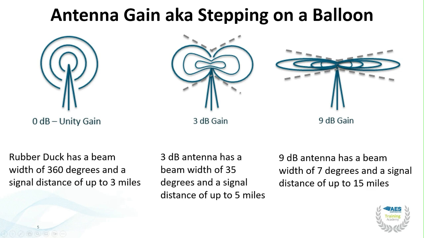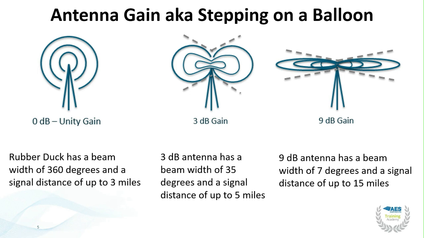As we move up to our higher dB antennas, those antennas will focus all that 2 watts of energy that comes out of the AES transceiver into a 35-degree beam width. So instead of sending it 360 degrees, it's only sending it 35 degrees for a 3 dB antenna, and 7 degrees for our highest dB antenna.